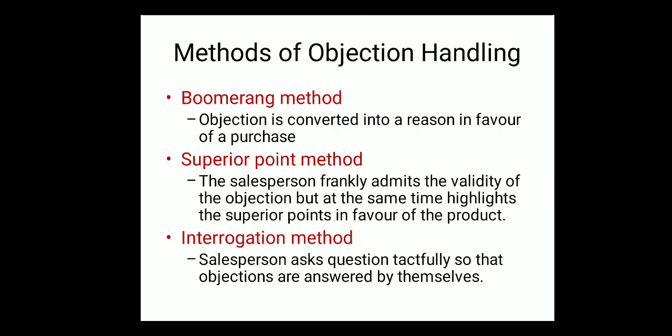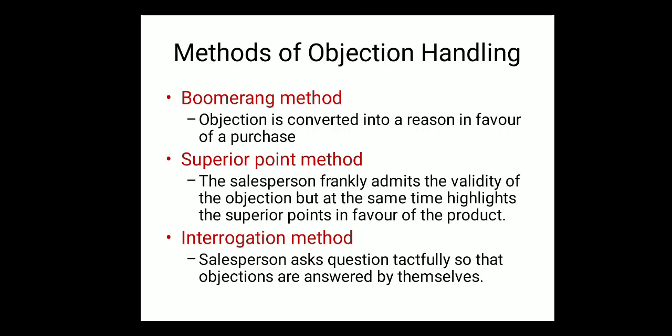One more important method of objection handling is the superior point method. In this method, the salesperson frankly admits the validity of the objection raised by the prospect, but simultaneously offsets the objection by a superior point of greater advantage. In other words, the salesperson points out an advantage which is supposed to compensate for the objection.